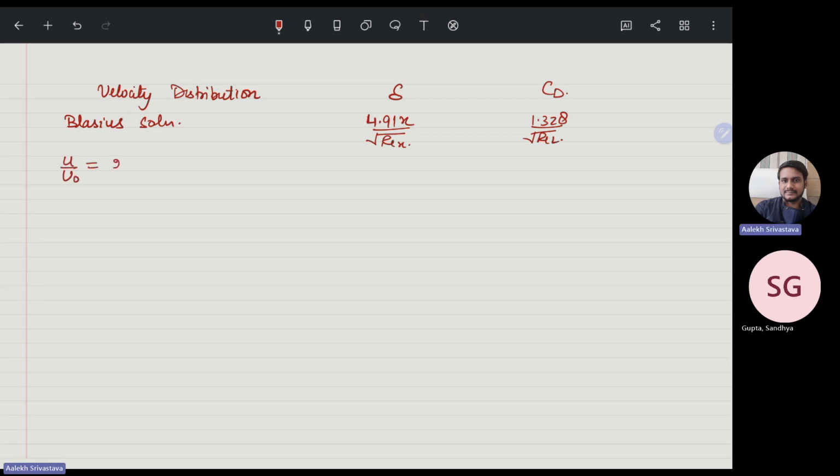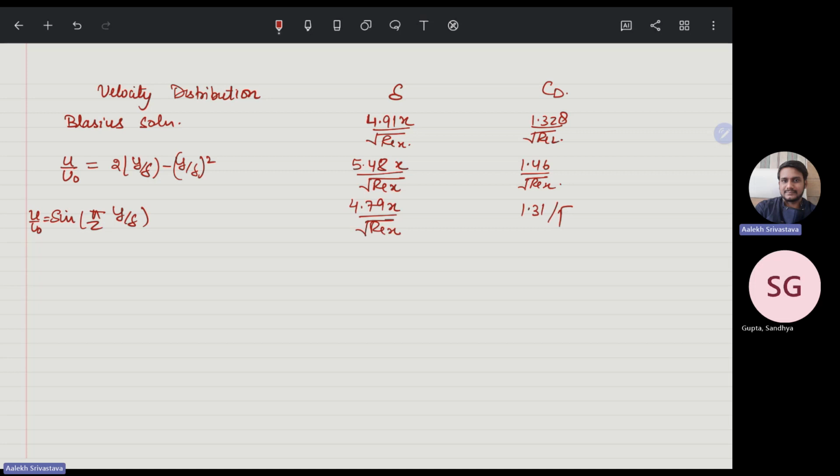Now what happens if the velocity profile looks like this, like we had solved in this class? It is x upon under root of Rex, and here it is 1.46 upon under root of Rex. Now we had just solved for sine: u by u0 is equal to sin pi by 2 y by delta, and it is 4.79 x upon under root of Rex, and the CD is 1.31 upon under root of REL.